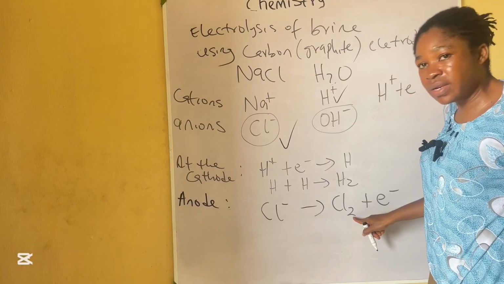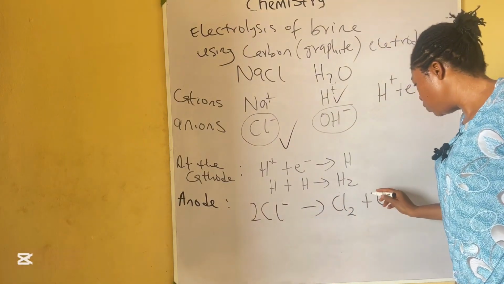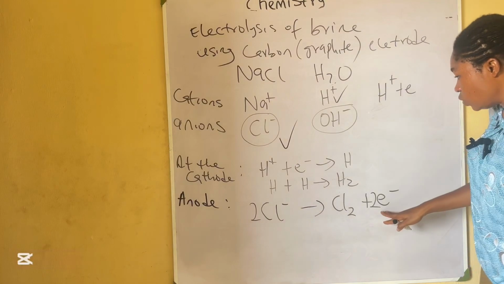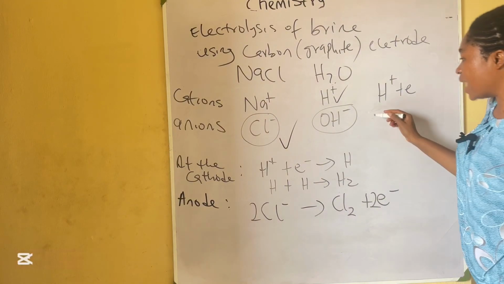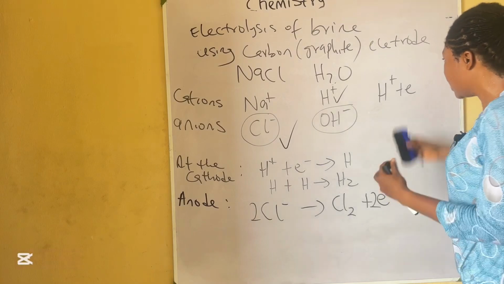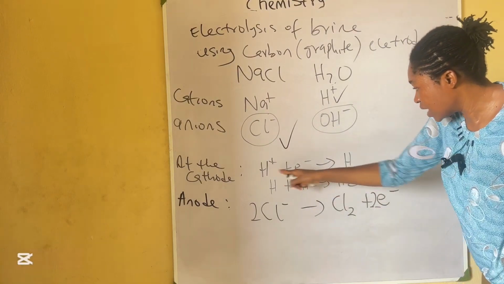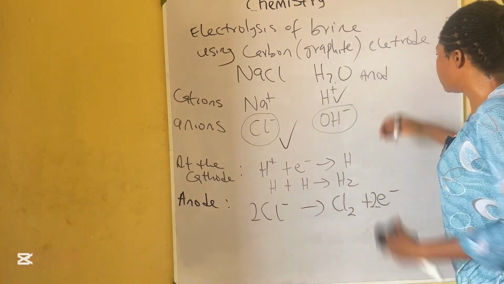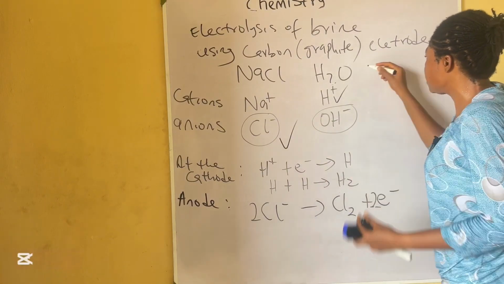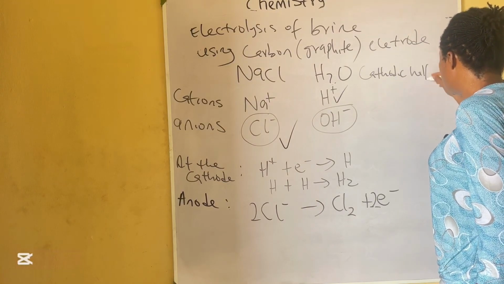So I'll balance my equation. I have two chlorine atoms here, so I'll put 2 here to balance it. Also put 2 electrons. Because I have 2 electrons here, so look at this. Anodic reaction, cathodic reaction. I'll just use this 2 to multiply here, so I can have 2 electrons. So cathodic half reaction.